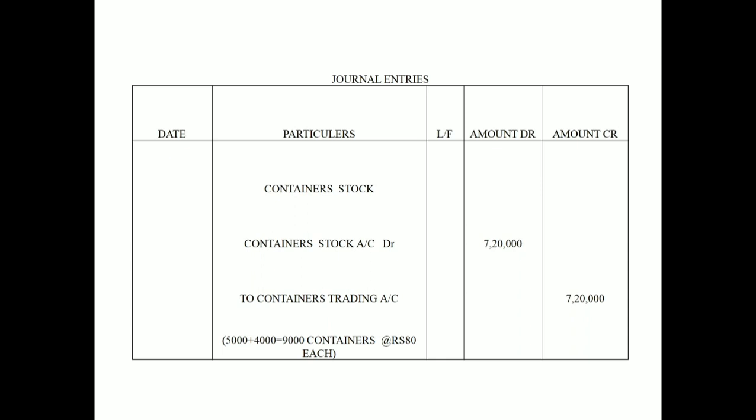5,000 is with customers and 4,000 is in hand. That is the closing balance of containers that you see in the containers trading account. Looking at the containers trading account, you can see the value of containers in stock carried forward, that is 9,000 units at the rate of rupees 80. That is equal to 7,20,000, that is 4 lakh plus 3,20,000.